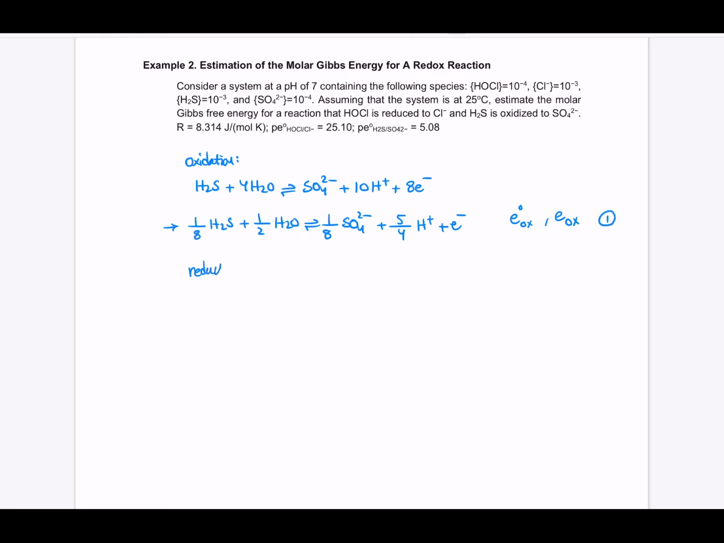The reduction, we also have a hint of what it is. We know HOCl is involved, also Cl minus. So when we balance this reaction, we get something like this. We need to make it standard, so half Cl minus, half water would give us half HOCl plus half proton plus electron. Then we get E0 of reduction and E of reduction.